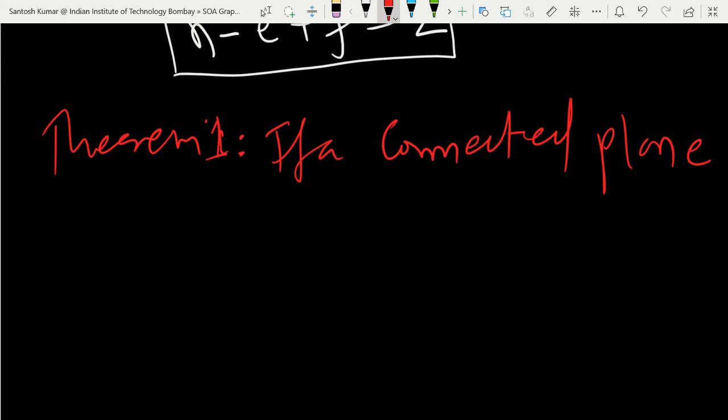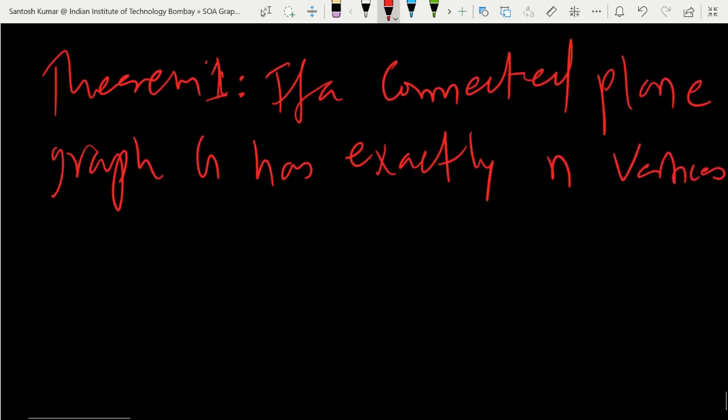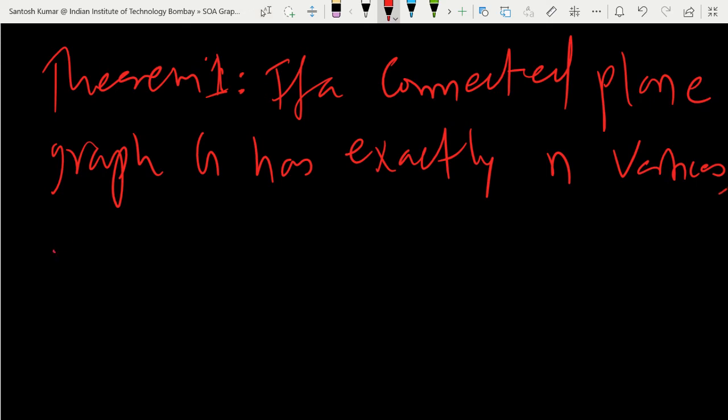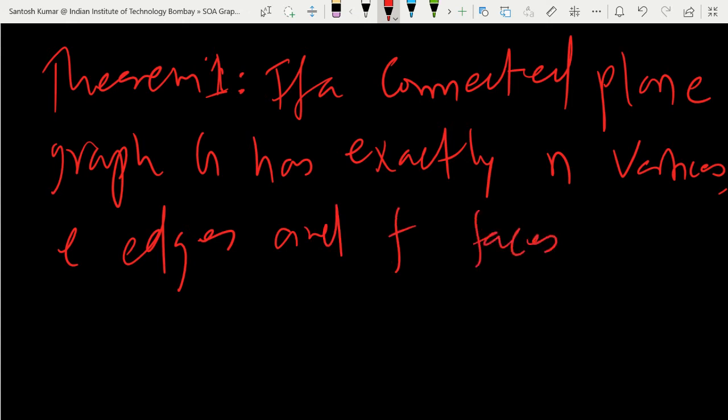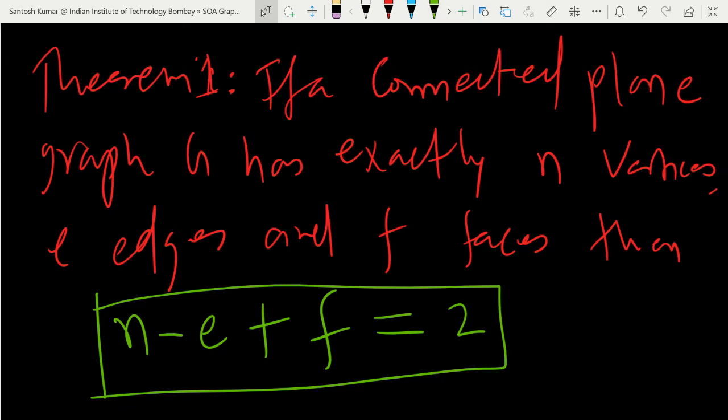So if a connected plane graph G has exactly n vertices, e edges, so e is the number of edges, and f faces, then n minus e plus f is going to be 2. So we have to prove this result.